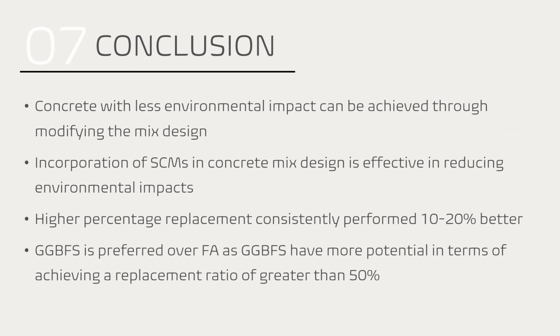To conclude this presentation, concrete with less environmental impact can be achieved through modifying the mix design. Moreover, incorporation of SCMs in concrete mix design is effective in reducing environmental impacts. Higher percentage replacements such as M3 and M5 consistently perform approximately 10 to 20% better when compared to lower percentage replacement variable. GGBFS is preferred over fly ash as it has more potential in terms of achieving a higher replacement ratio.